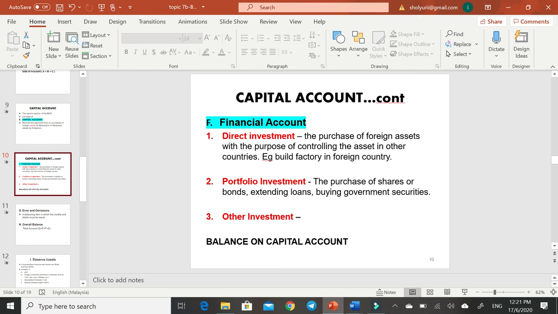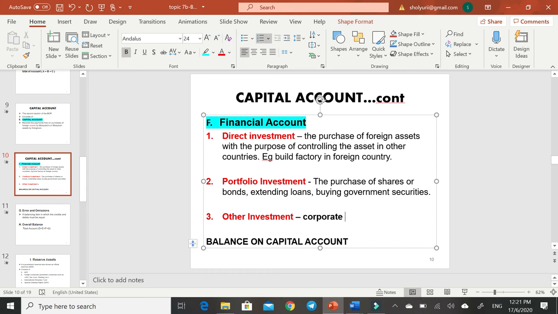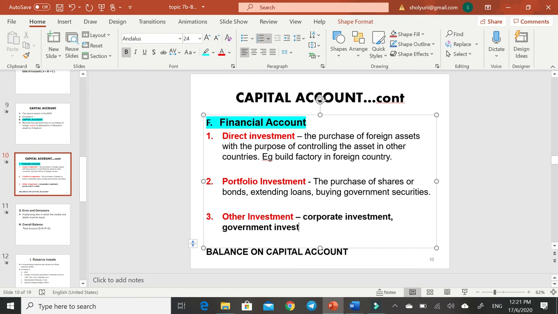Tapi kalau rakyat kita beli saham syarikat negara luar, okay, dia akan record as negative, because the money will outflow outside the country. And several more investment lah. For example, other investment macam corporate investment, government investment, yang melibatkan perpindahan wang daripada satu negara ke satu negara.